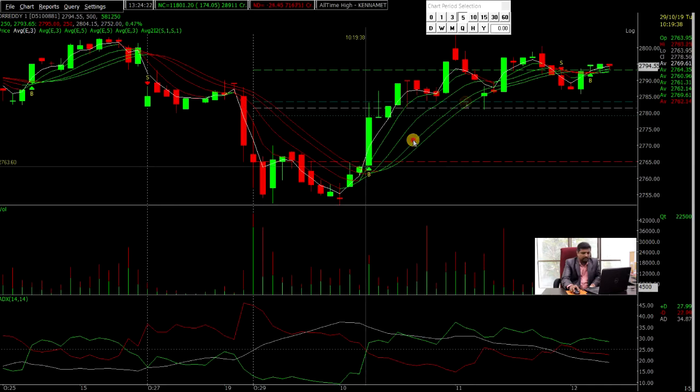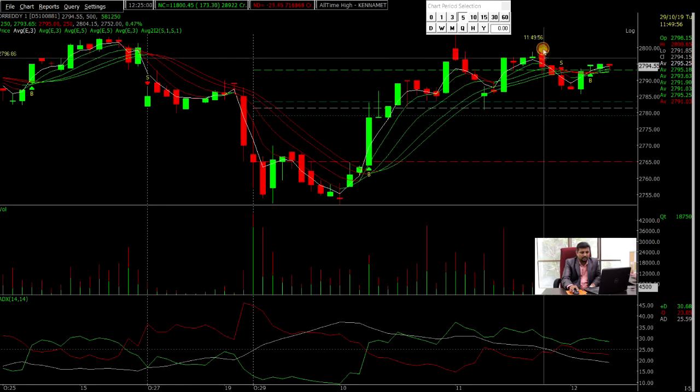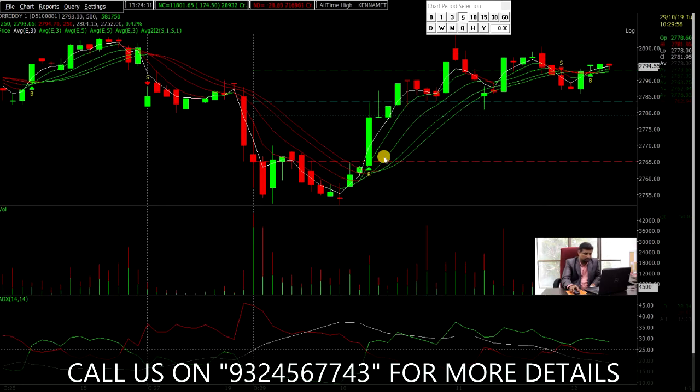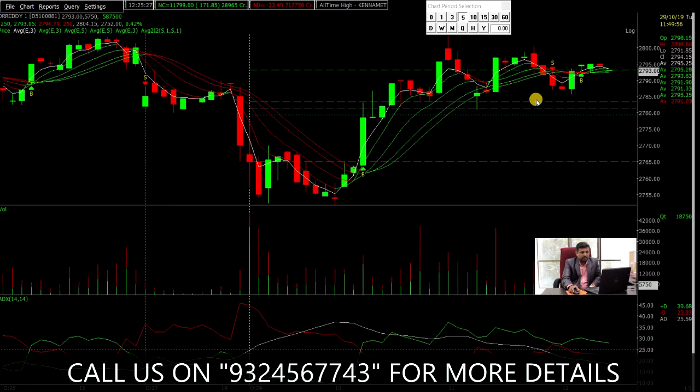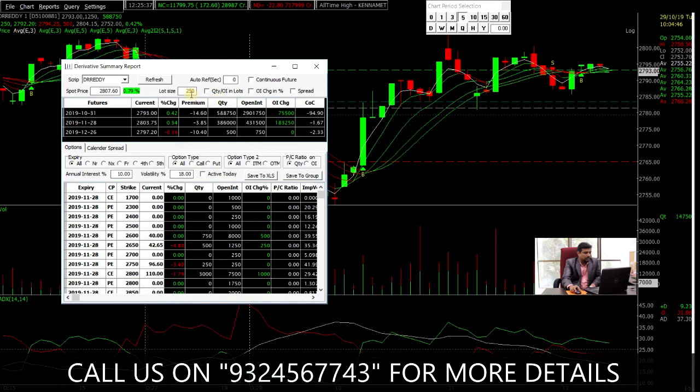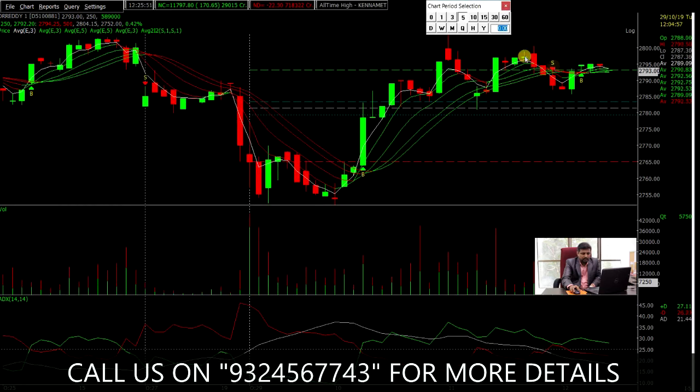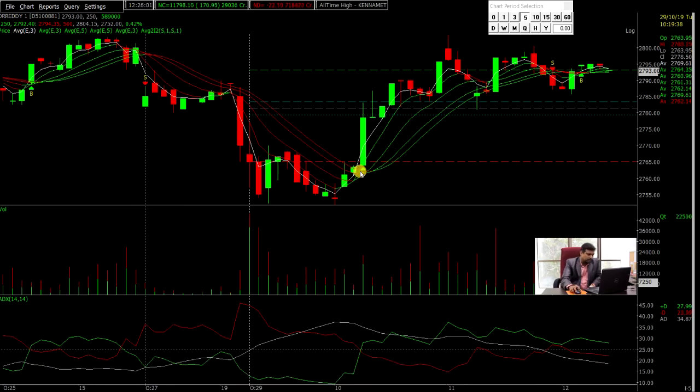an entry point of 2763 to 2794 and 2800 also. So approximately around 30 to 40 points rally has been given by Dr. Reddy stock in the 5-minute time frame, and within the span of say 2 hours we got approximately around a 40 rupees rally in Dr. Reddy. If we calculate, Dr. Reddy has a lot size of 250, and if we multiply 250 into 40, that will be our entire earning for that particular trade.